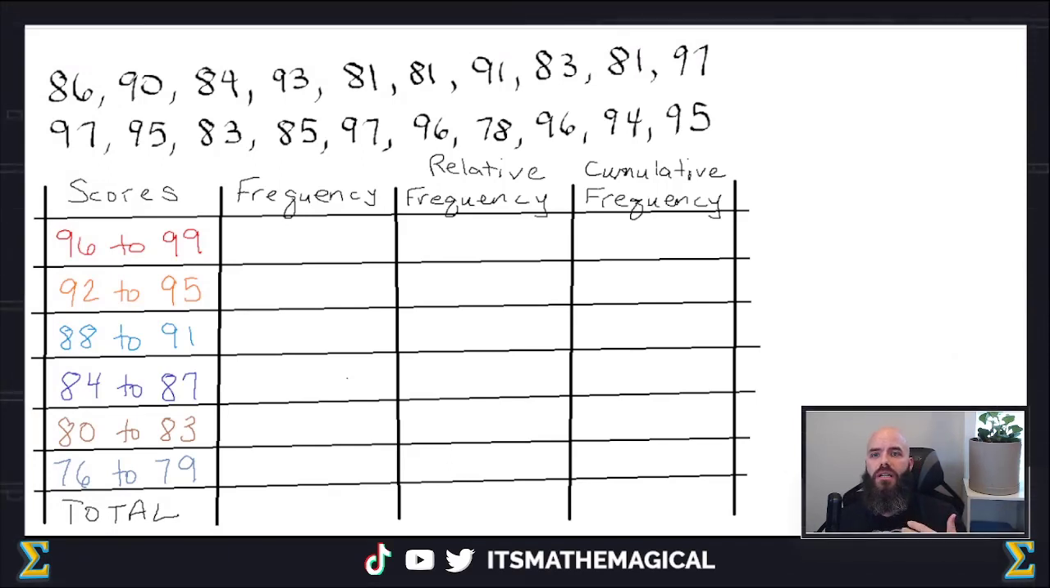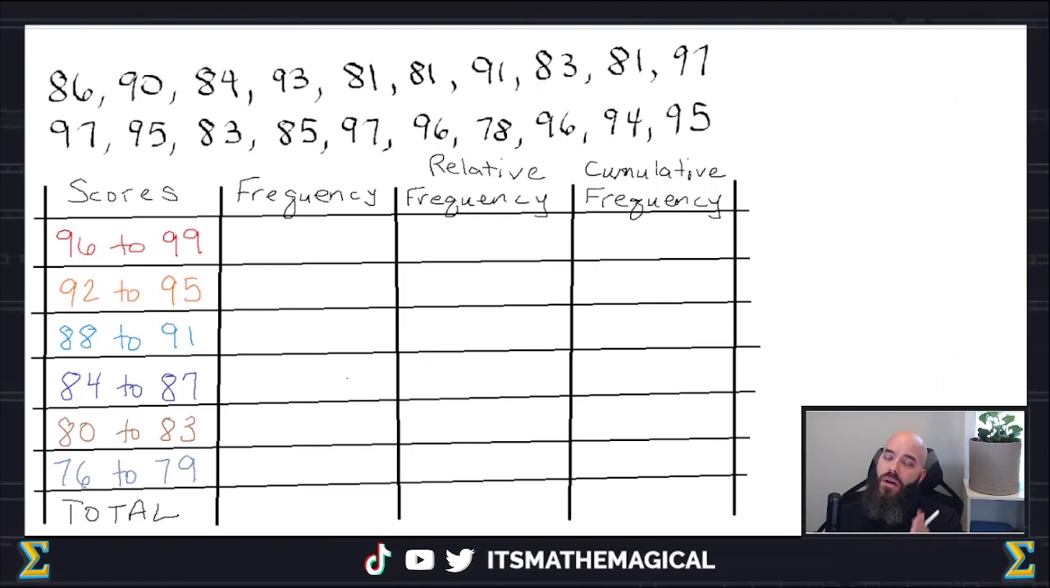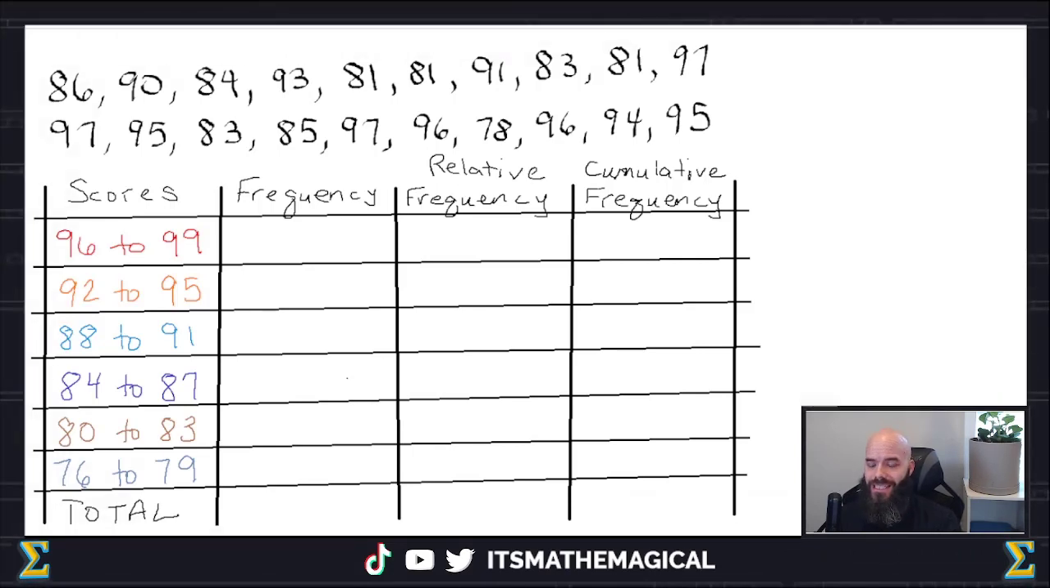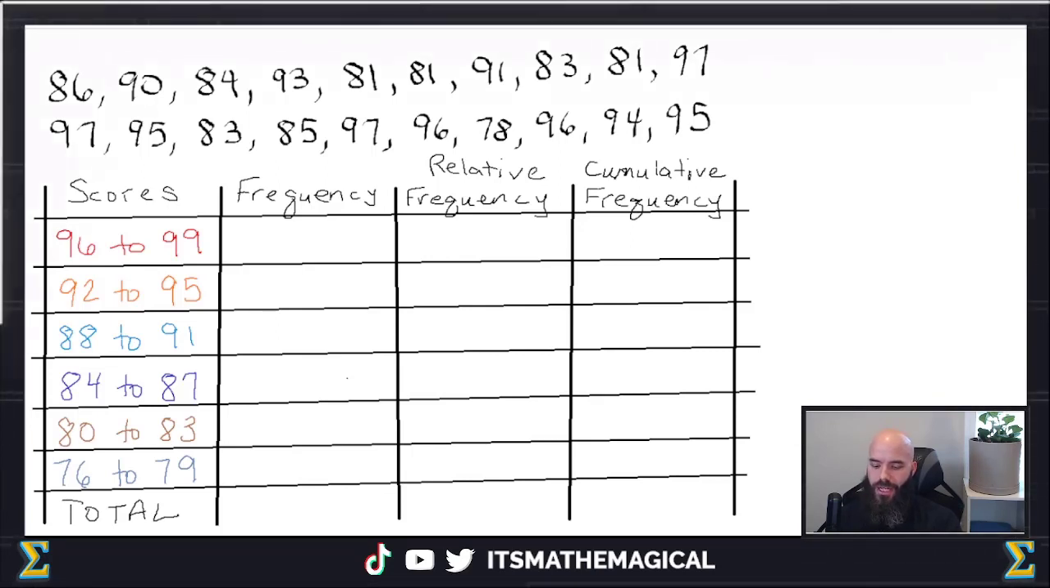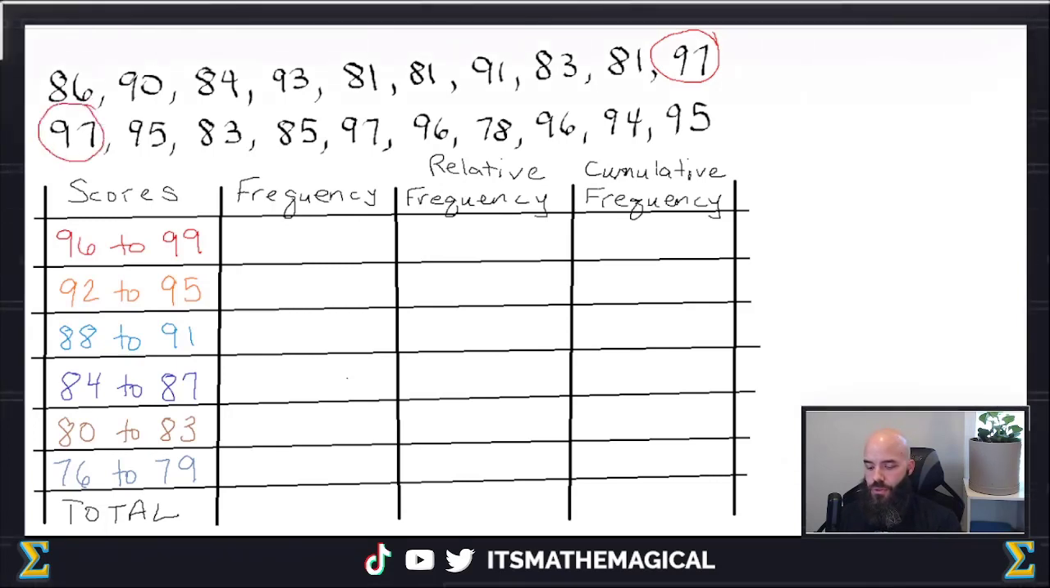I have mine color coded because what I'm going to do is circle each of these data points in each bin based off the color that I have those bins written. So all the values 96, 97, 98, and 99, I'm going to circle in red and count how many times they occur, and that's going to be my frequency. Be very careful as you scan the data set. I'm looking for 96 to 99. I'm going on the first row first. 86, 90, 84, 93, 81, 81, 91, 83, 81, 97. Let's circle that red. There's another 97 in row 2.